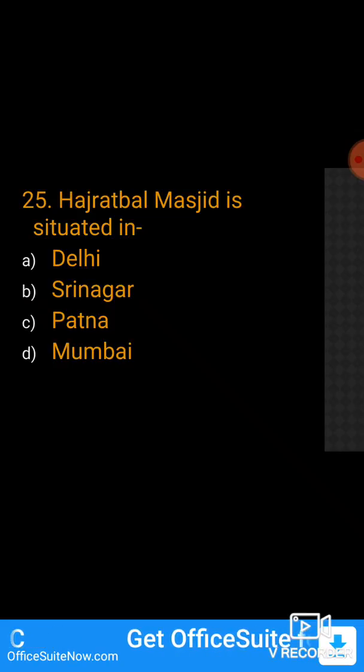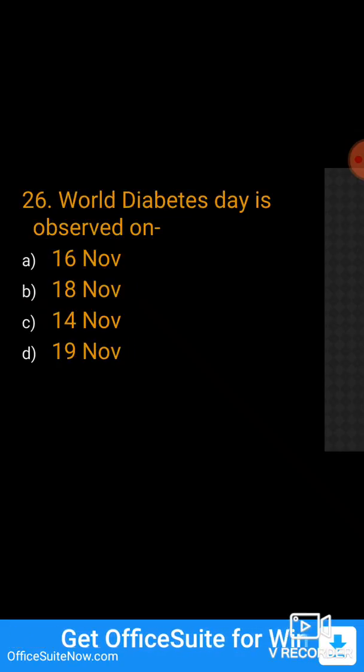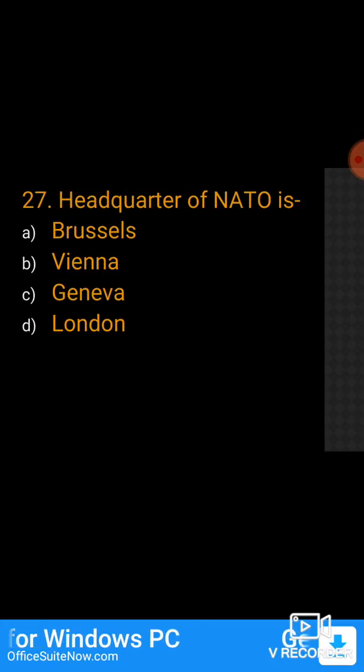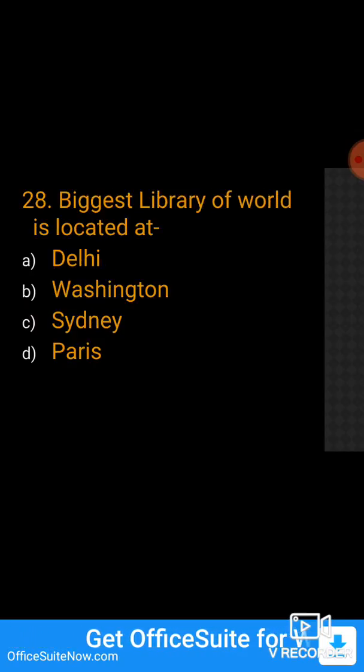Answer is Srinagar. 26th question is World Diabetes Day is observed on. So correct option is C part. Answer is 14th of November. 27th question is headquarter of NATO is. So correct option is A part. Answer is Brussels. 28th question is biggest library of world is located at. So correct option is B part.